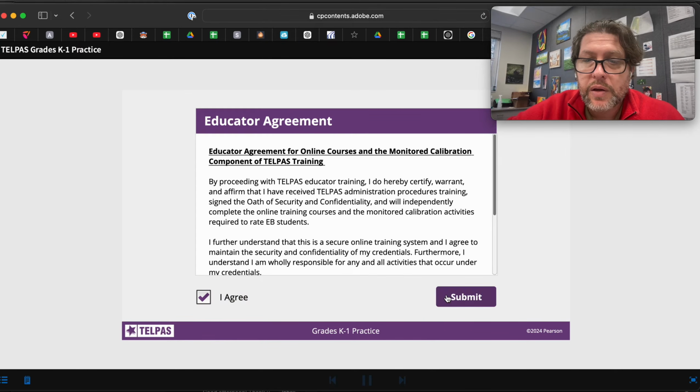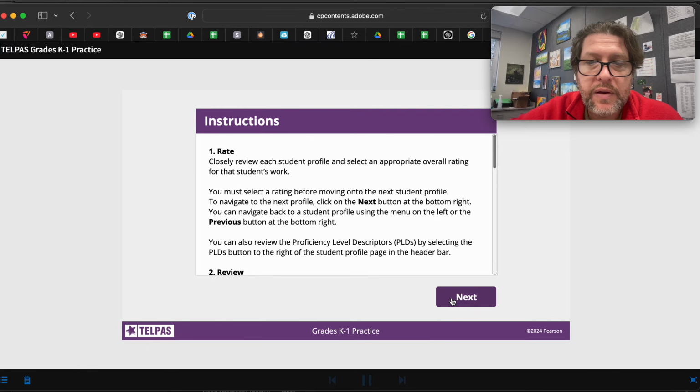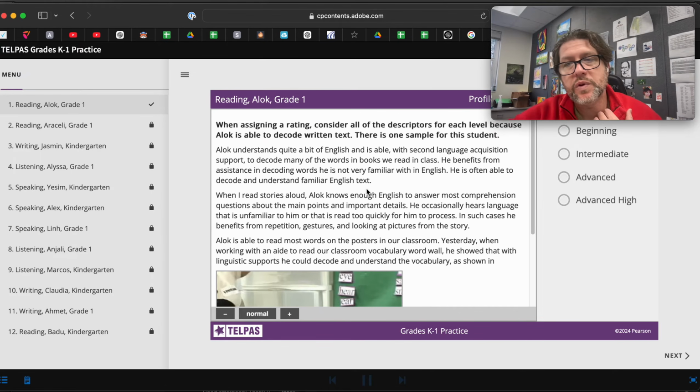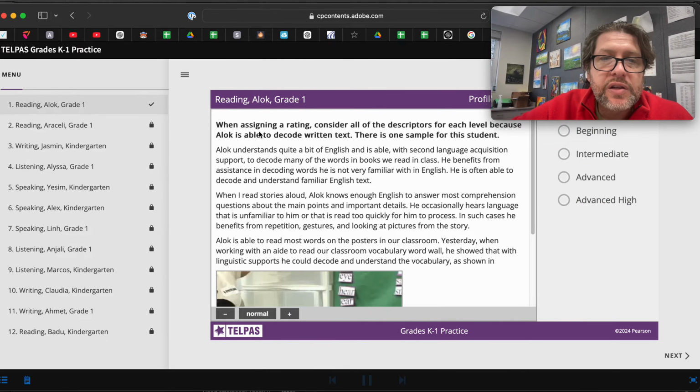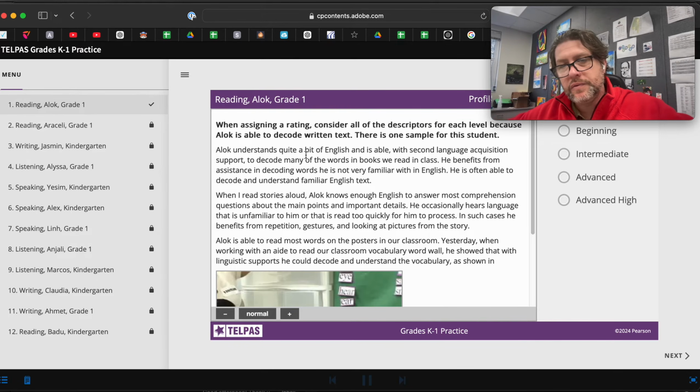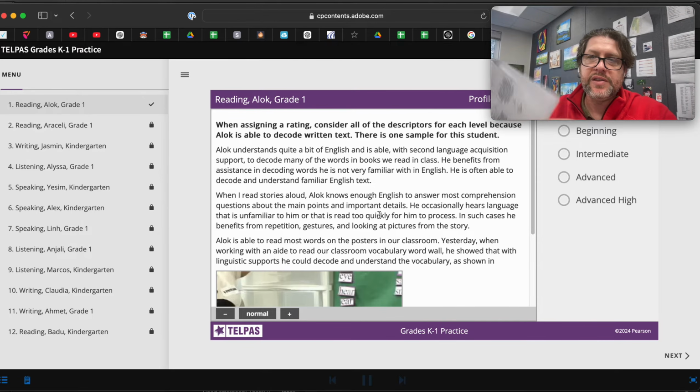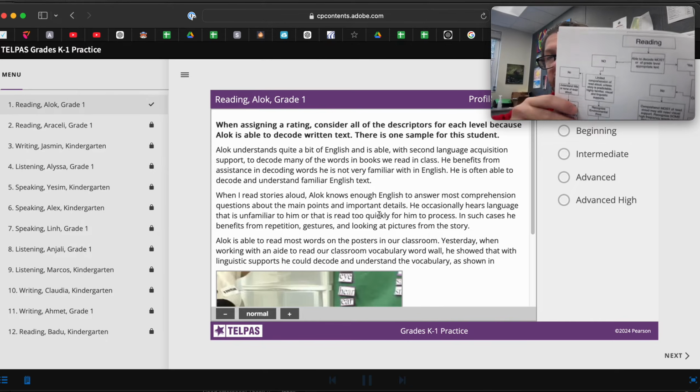Okay, let's launch this. Okay, submit. Next. So what you're going to have is you've obviously got your choices: beginning, intermediate, advanced, and advanced high. So let's look at this one, reading. Now, before you even go through this and review it, if you look at your flow map that I gave you, this is all based off the PLDs. If you want to look at the PLDs, you can.